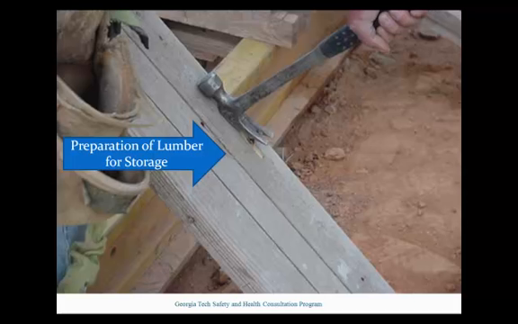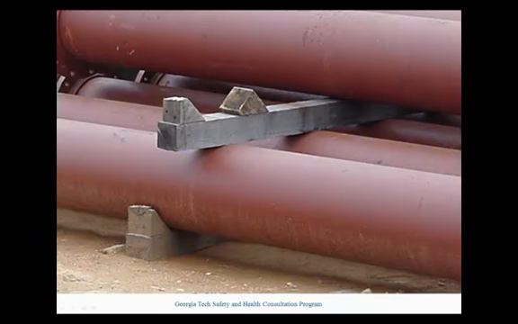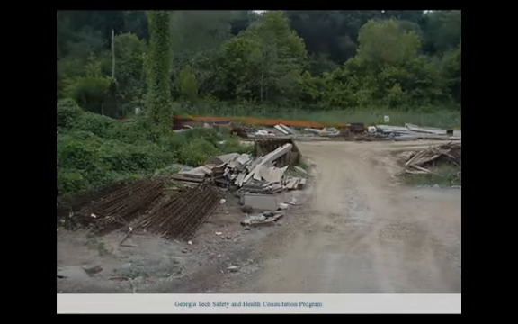Lumber piles handled by forklift must not exceed 20 feet in height, and lumber piles handled manually must not exceed 16 feet in height. When storing cylindrical materials such as poles, pipes, and structural steel, the materials must be stacked and blocked to prevent them from rolling, as shown in this image.